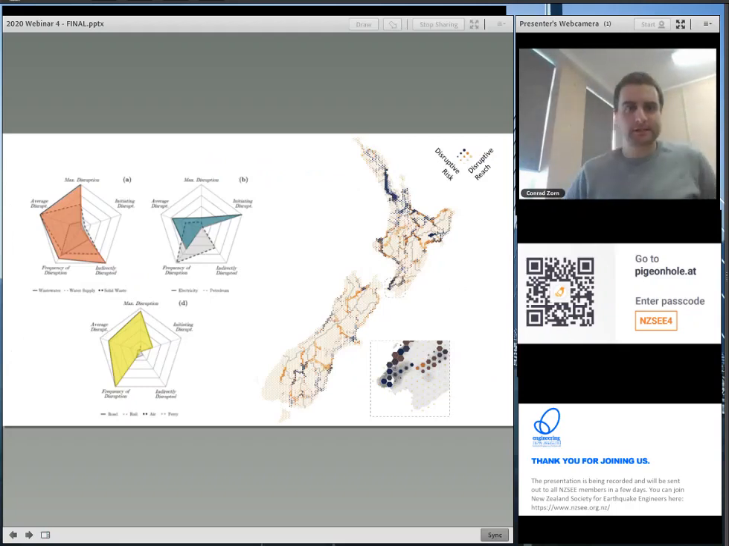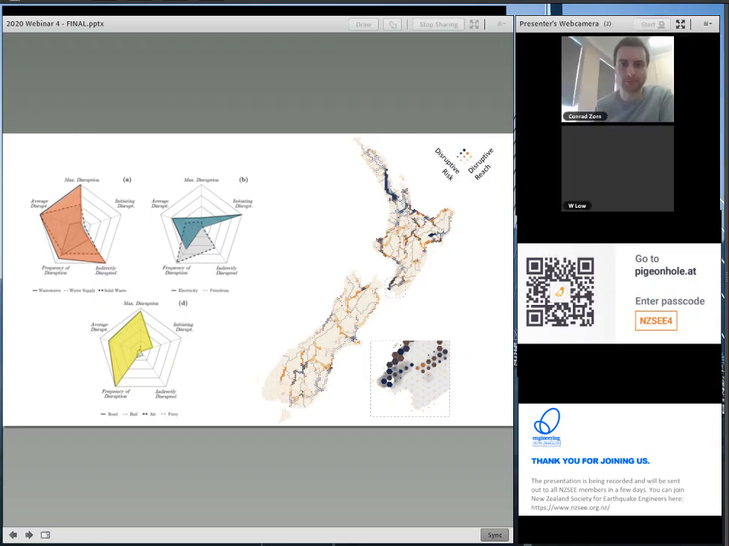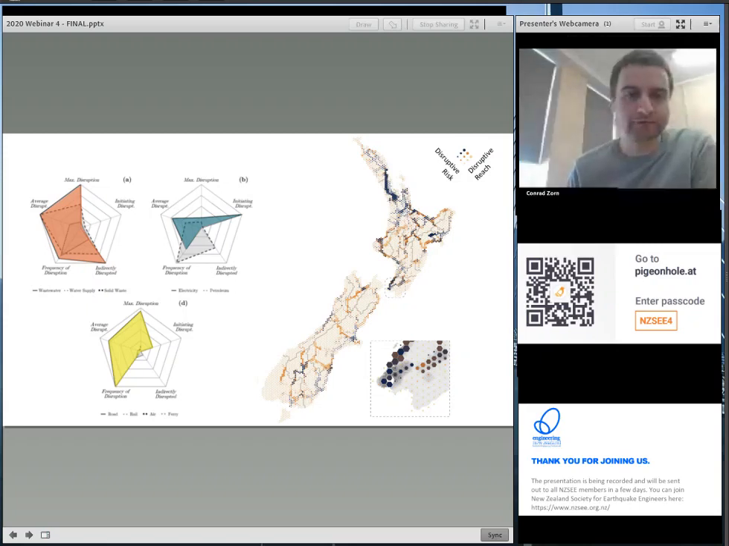Some initial outputs from this, if we focus more on the right hand side for the interest of time here, this figure is showing a map of New Zealand, and there are little hexagons. The colour of the hexagon implies the disruptive risk. So for this example, we can just relate this to the population, for example, that would be impacted. And then we have the size of the hexagon being the disruptive reach. So what's the spatial extent of these disruptions? How far does it extend?